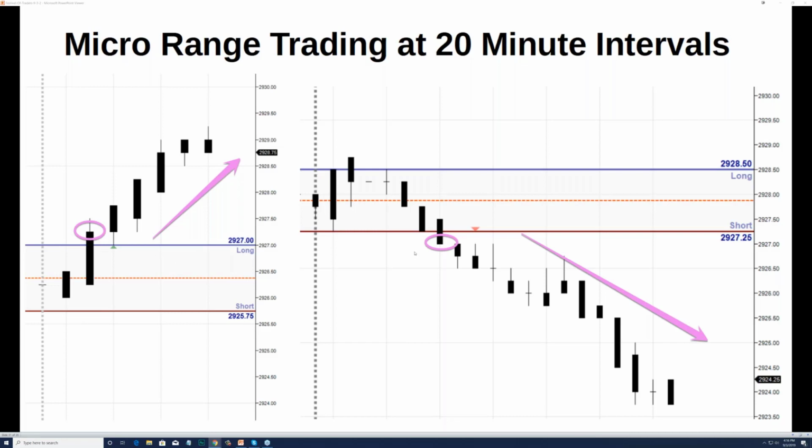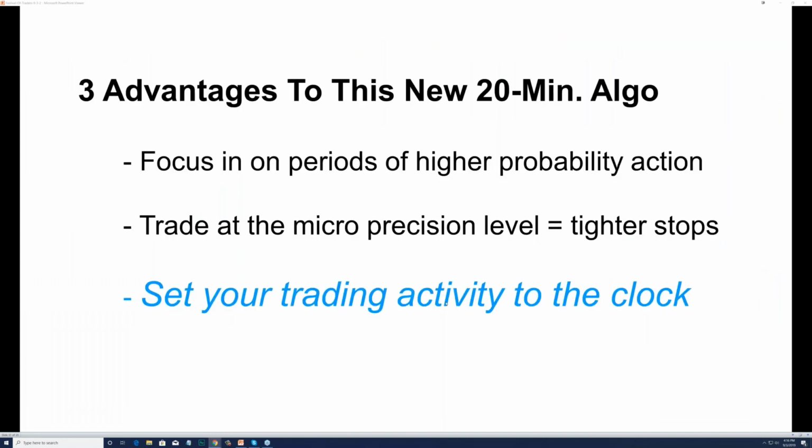And this opens up all new possibilities of tighter stops. So the three big advantages to this new 20-minute algo are: it gets us to focus on the periods of higher probability action, because we narrowed it down to that 18 to 24 minute slot. We get to trade at the micro precision level. We can have tighter stops and more precise entries, and get the trades moving in our favor quickly.